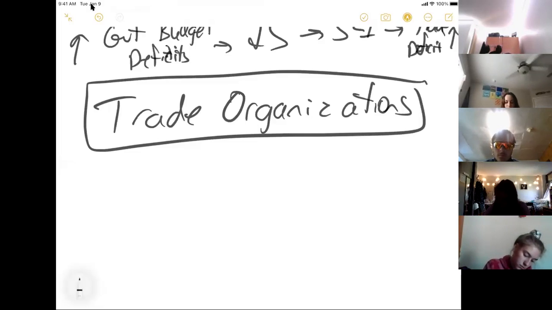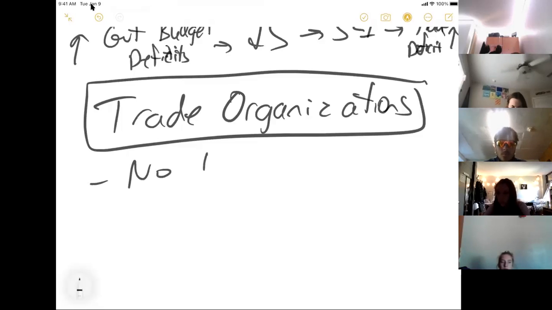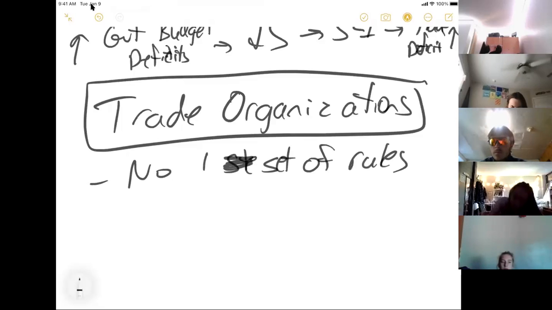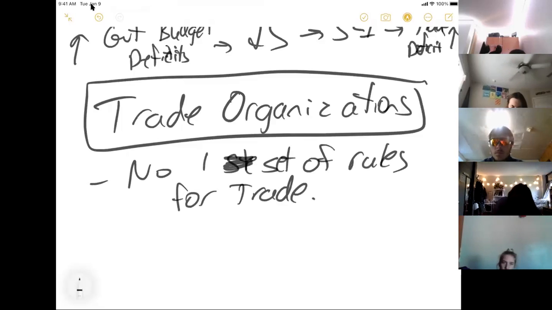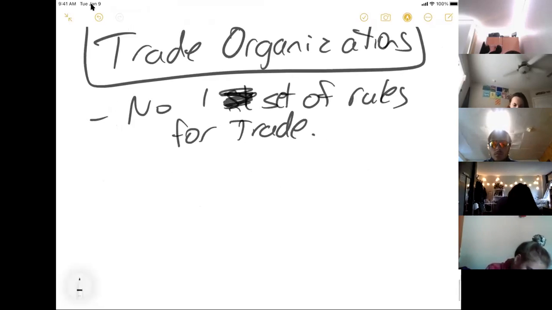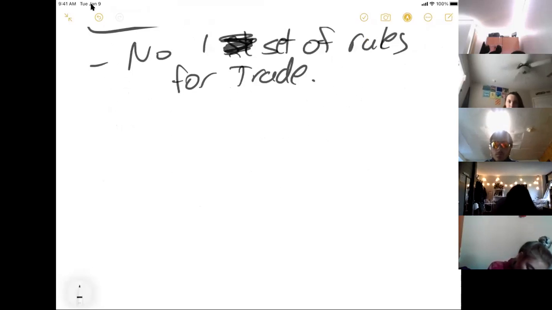And I think one of the challenging parts of this is that there are a lot of different international trade organizations with overlapping goals. It's just kind of a mess, right? There is no one set of rules for trade. So when countries engage in trade, there are, in essence, a lot of overlapping rules. So let's talk about this a little bit.